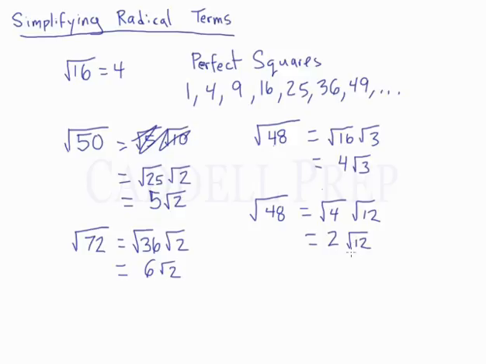We could continue simplifying, because we could break up 12. So we still have the 2. The square root of 12 is really the square root of 4 times the square root of 3. So we still have 2 here. The square root of 4 is 2. And still a square root of 3. So now we have 2 times 2, which is 4, radical 3. Same answer.